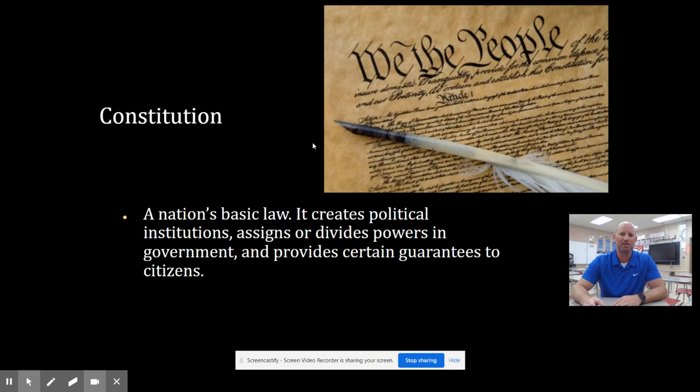So, as we look at the Constitution, what is it? First and foremost, it's our nation's basic law. Right? This is the supreme law of the land in the United States. It creates our political institutions. So we take some of these government principles, these Enlightenment principles, separation of powers, checks and balances, and we're going to start to put them into play here. It assigns and divides power in the government, sets up our system of checks and balances as well, and provides certain guarantees to the citizens, which we will see can be found in the Bill of Rights. So, as we look at it, it sets the broad rules for the game.